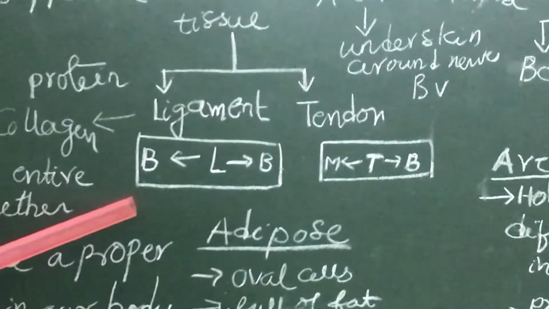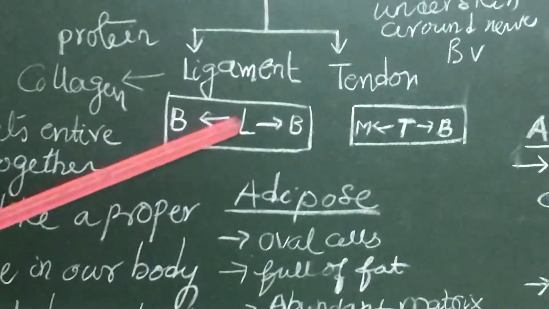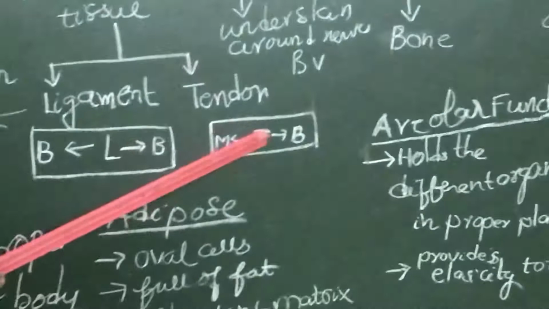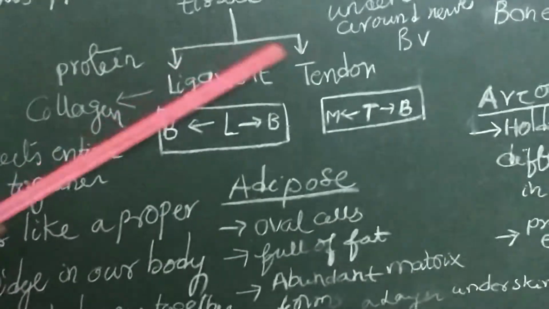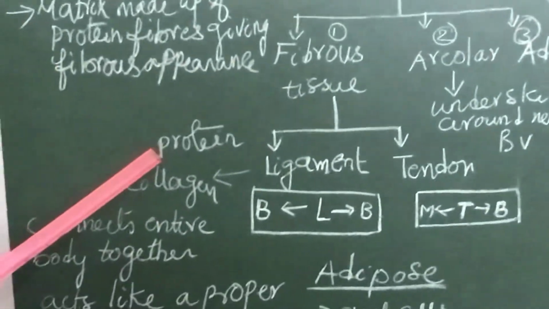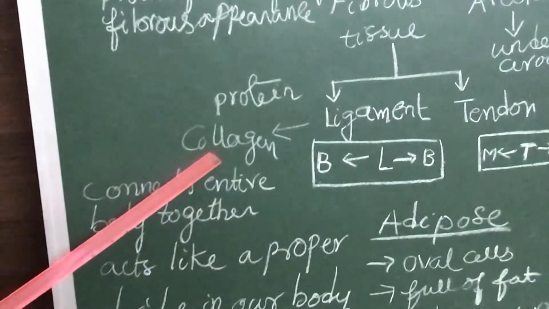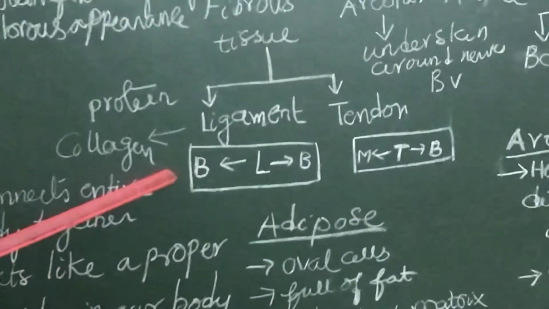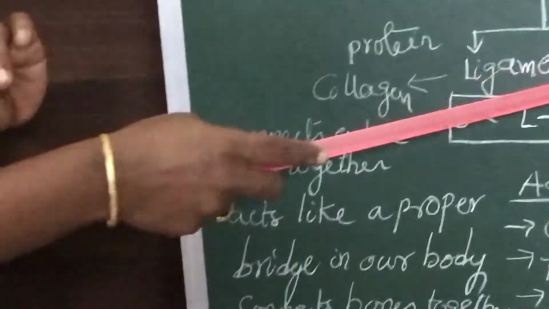To remember very clearly, we have a small formula here. LBB: Ligament connects Bone to Bone. TMB: Tendon connects Muscle to Bone. Both these connective tissues are made up of a very specialized protein called collagen, which gives a fibrous appearance to this tissue. With the help of these ligaments and tendons, we are able to move our body parts. Ligaments you can see in the joints, and tendons are attached to the bones.